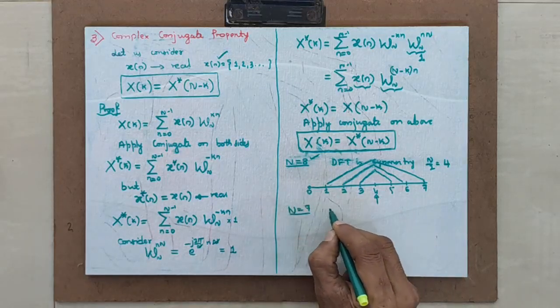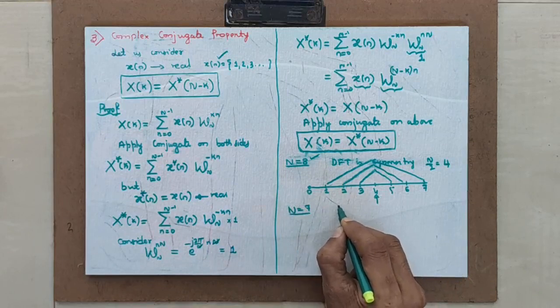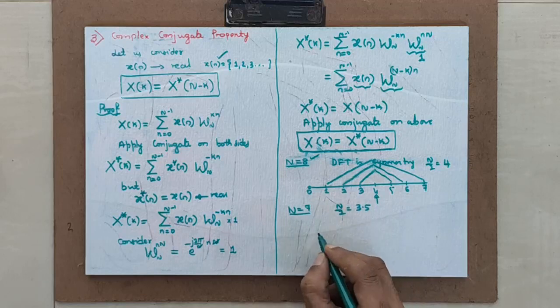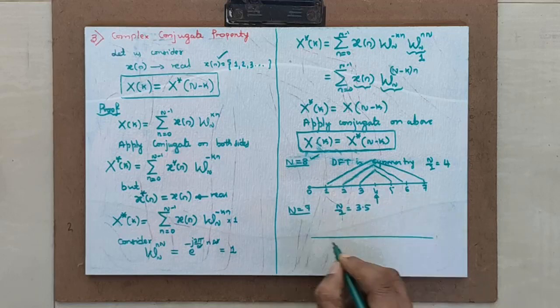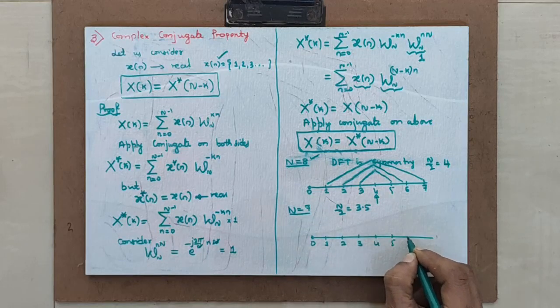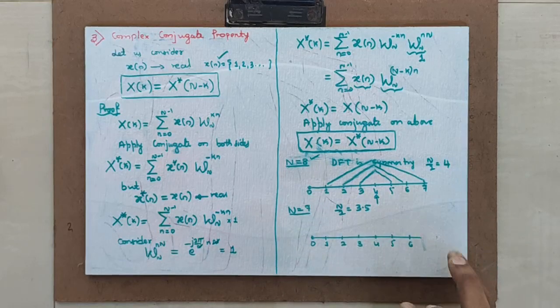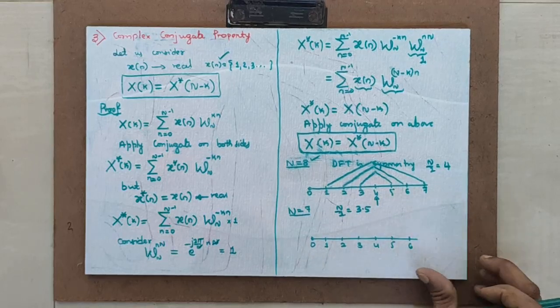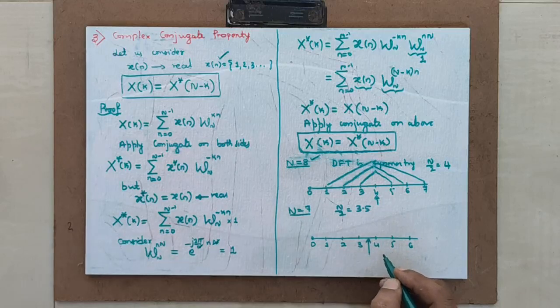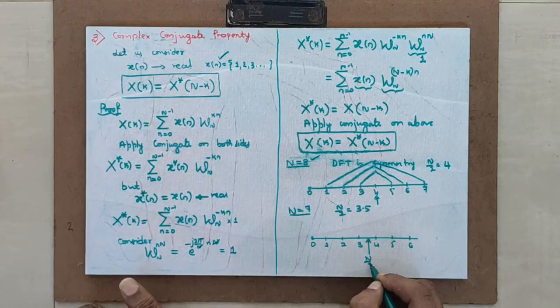Similarly, suppose n is equal to 7. What is the midpoint? 3.5. That is n by 2. It is symmetric about 3.5. See this: 0, 1, 2, 3, 4, 5, 6. Correct? 6, because it is a 7-point DFT. Now the midpoint is this, the n by 2 point.